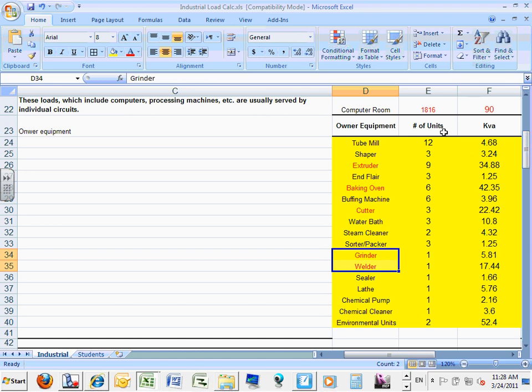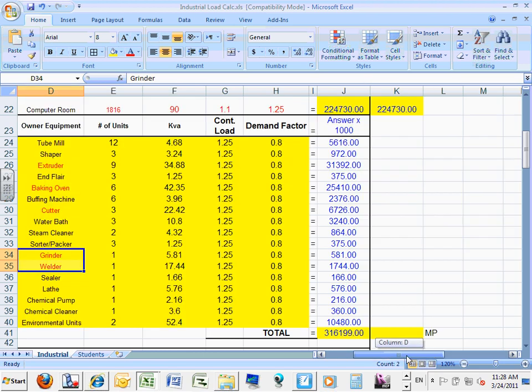Second, if I were you guys, here's the number. Let's just say when you type them, this cell is the number of units. This cell is the KVA. If I were you, I would do it differently: I would put the amps and multiply by the voltage. How did we get 4.68? Find the amps for this machine.